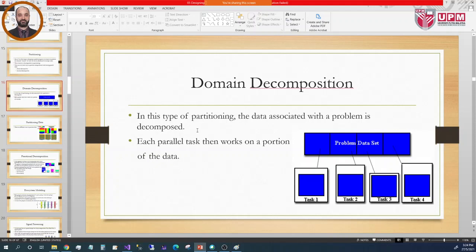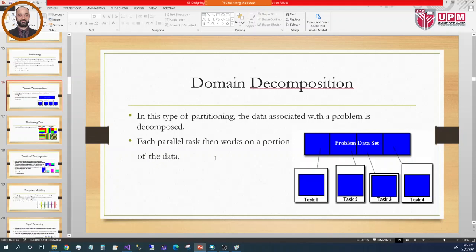So we separate the academic staff data and we make it as one chunk. Then we separate the non-academic staff data and we make it as another chunk of data. Then the first program will calculate the academic salary. The second program will calculate the non-academic salary based on their data. So the data is independent, the programs are independent.